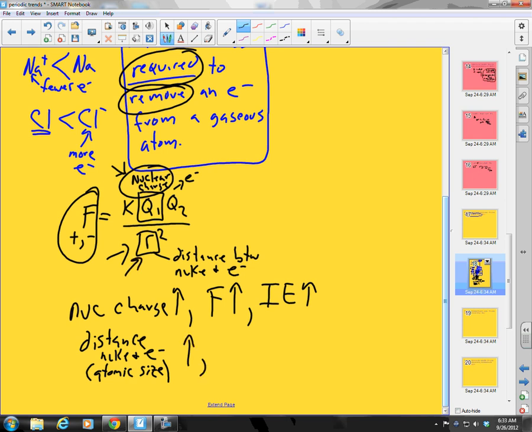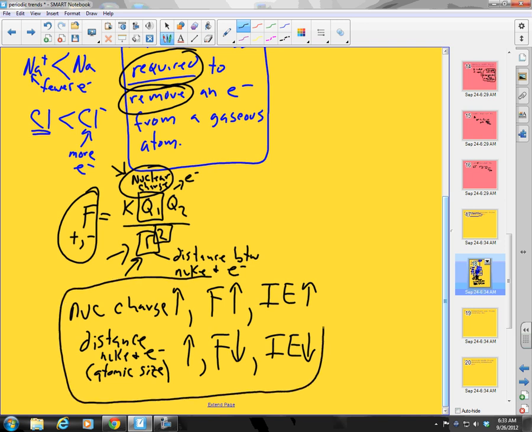Well, R here is in the denominator, and it's squared. If it's in the denominator, when it gets big, what happens to my force? My force of attraction goes down, and if my force of attraction goes down, it becomes easier to remove the electron, which means my ionization energy will go down. Okay, so this is the intellectual basis for the trends that I'm going to tell you about right now.